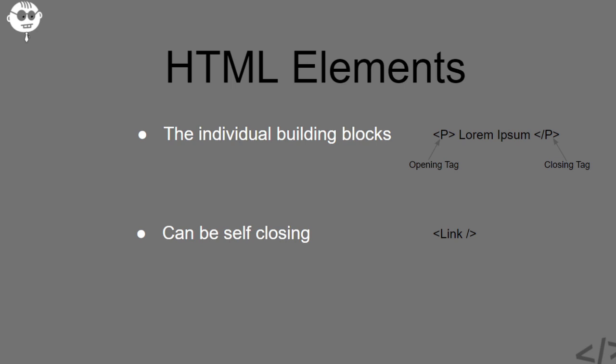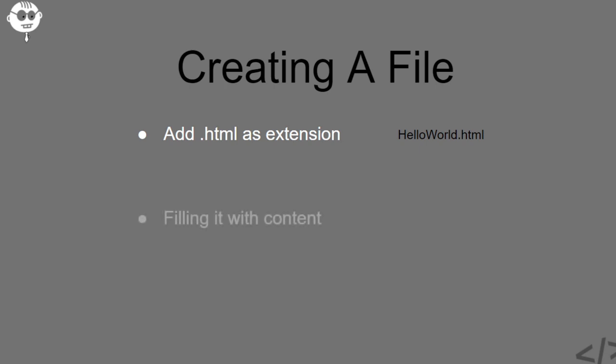Okay, so to create an HTML file, just add .html as the file extension when creating a new file. So in this example, we're going to create hello world.html. So now to fill the file up with HTML elements. But first, there's a couple important things you need to know.